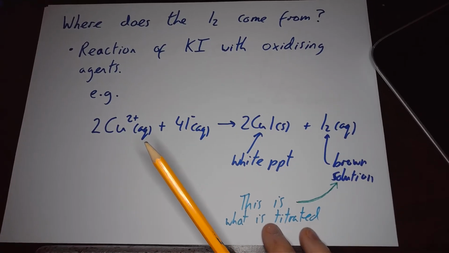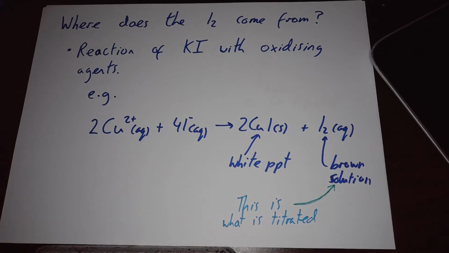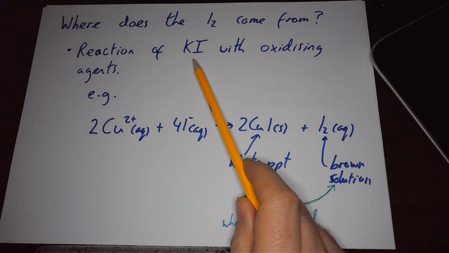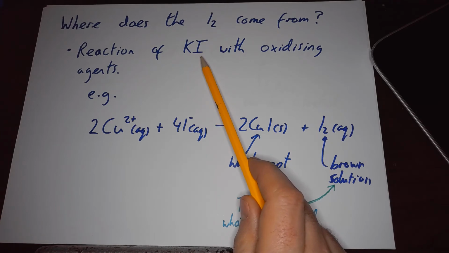A common one you'll see will be generally different oxidizing agents. And here's one where it's reacting with copper 2+. There's a well-known chemistry A-level experiment where you work out the amount of copper in a brass screw, and you dissolve up the copper in acid to release copper 2+ ions, but the copper 2+ ions aren't going to react with the thiosulfate. So what you do is you add potassium iodide, because you want those iodide ions.